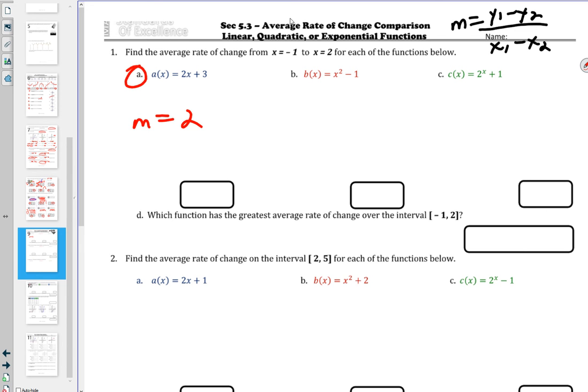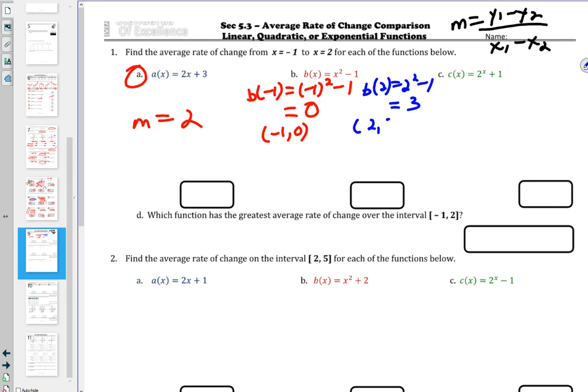So first let's substitute here b at negative 1, which would be negative 1 squared minus 1. Negative 1 squared is 1, minus 1 is 0. So one of the points we're going to have is negative 1 comma 0. b at 2 is 2 squared minus 1. It's 3. So we're going to have also then 2 comma 3. So now I need to go use the slope formula with those 2 points.